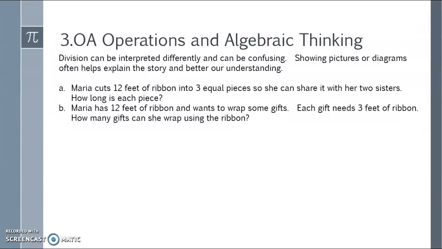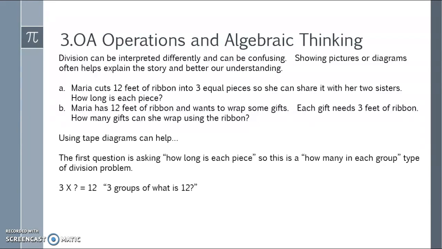And then Maria has 12 feet of ribbon and wants to wrap some gifts. Each gift needs 3 feet of ribbon. How many gifts can she wrap using the ribbon? Using tape diagrams can help us. So the first question is asking how long is each piece?